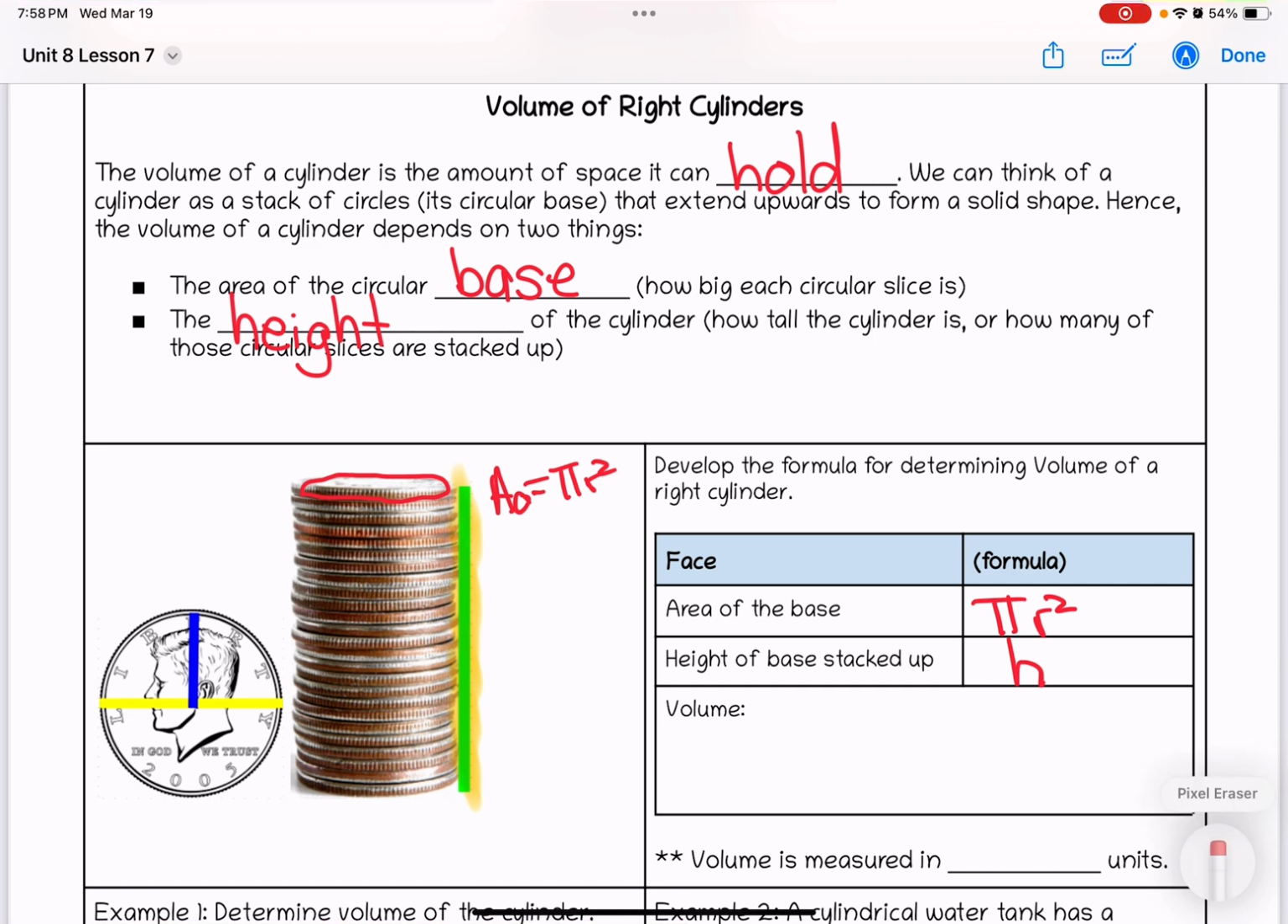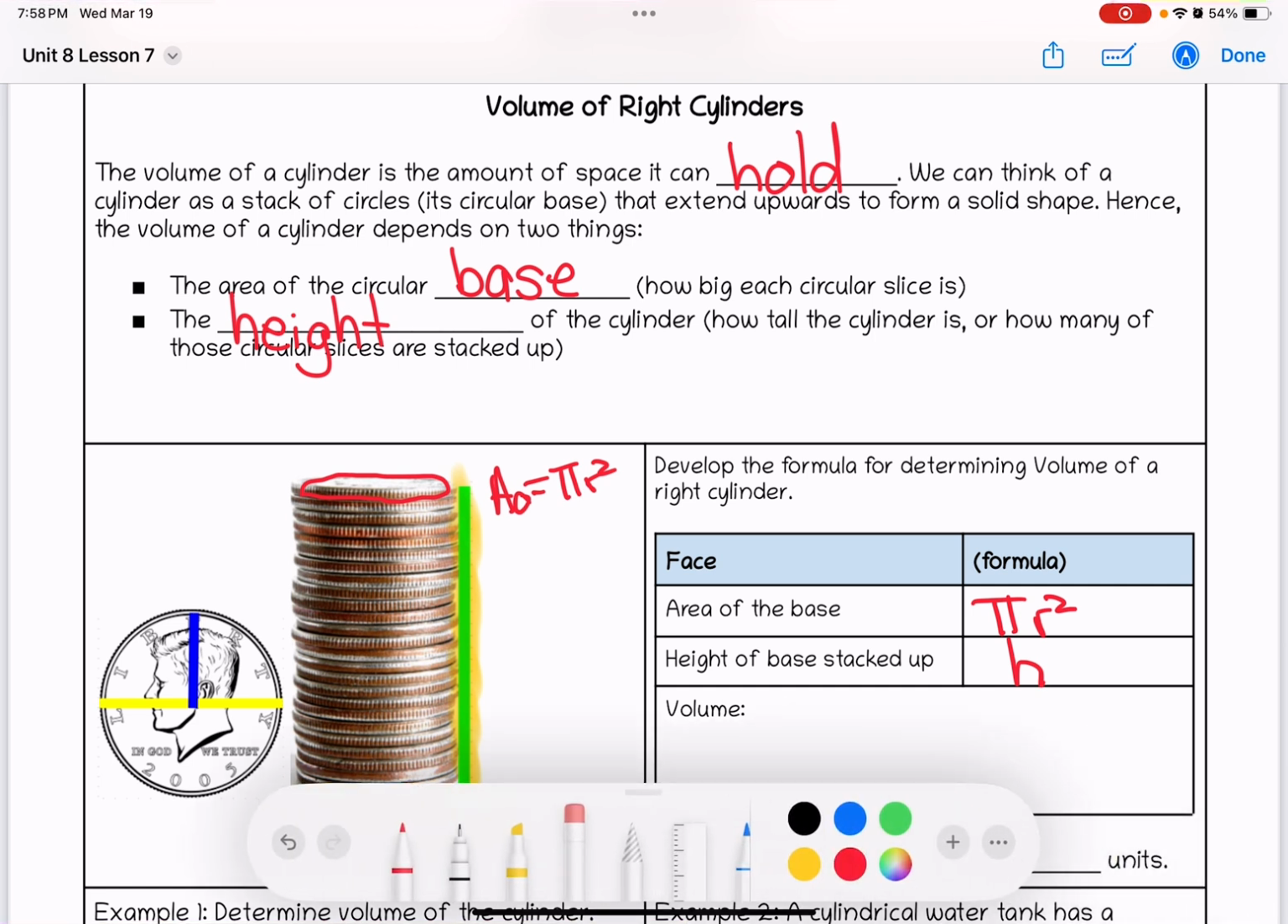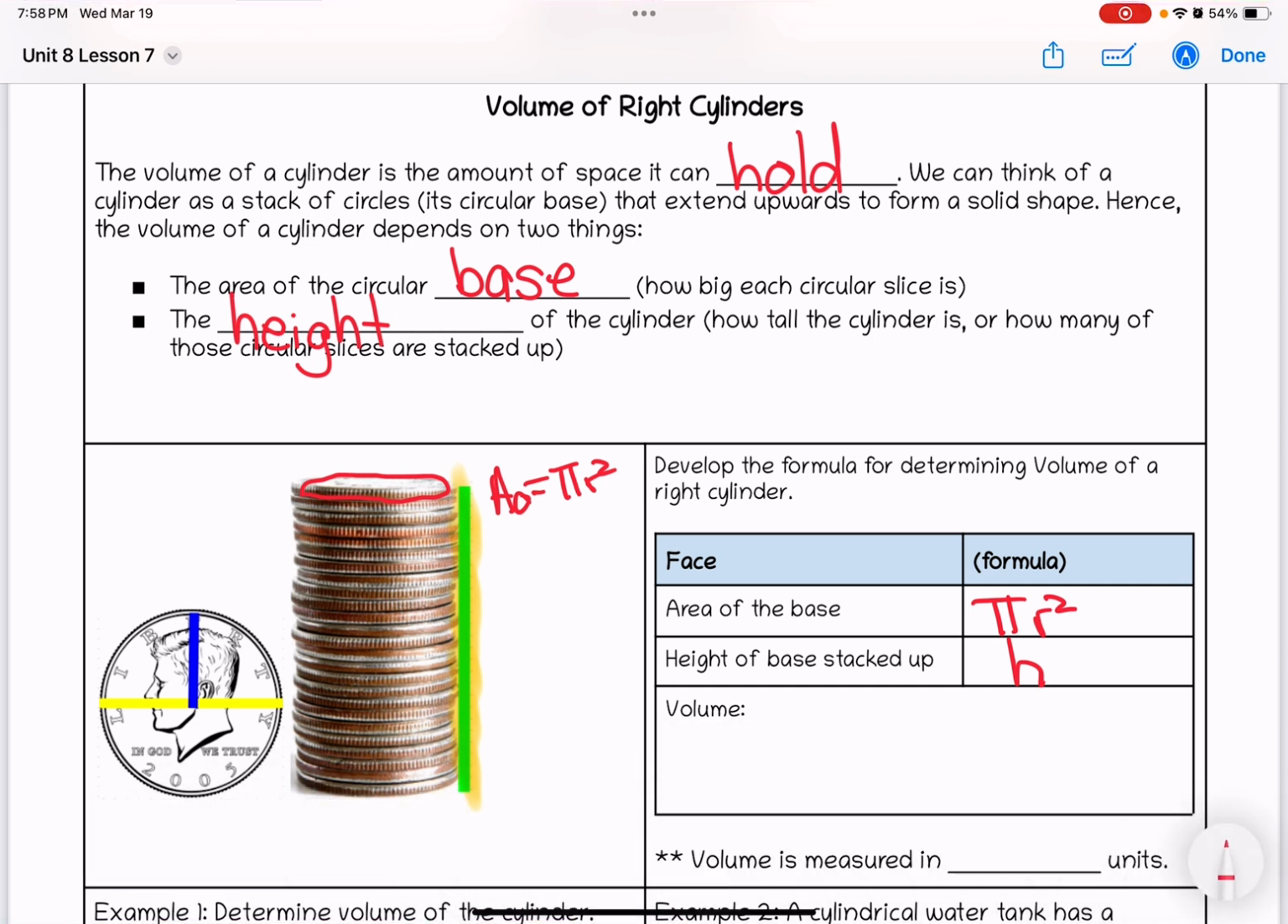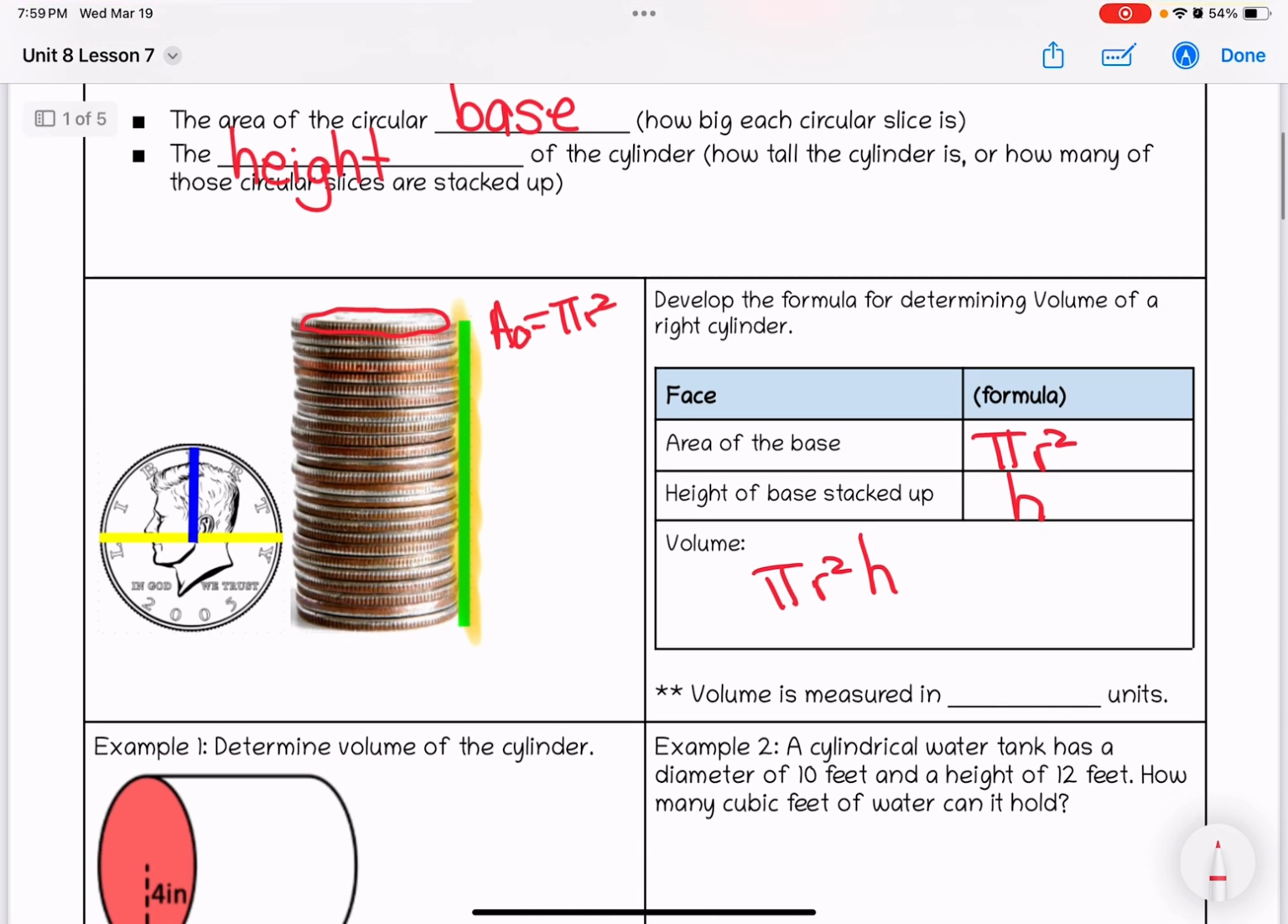So the formula for volume is going to be pi r squared times the height, where the volume is measured in cubic units.